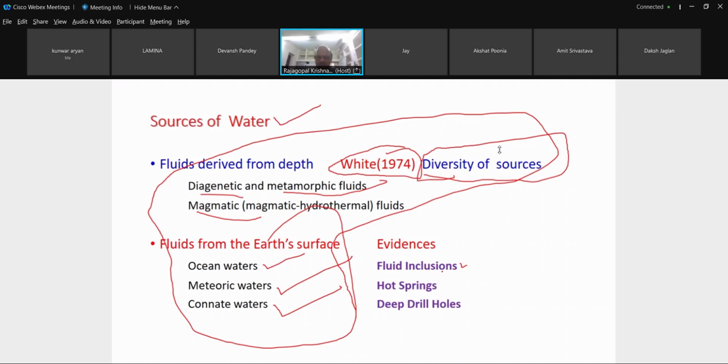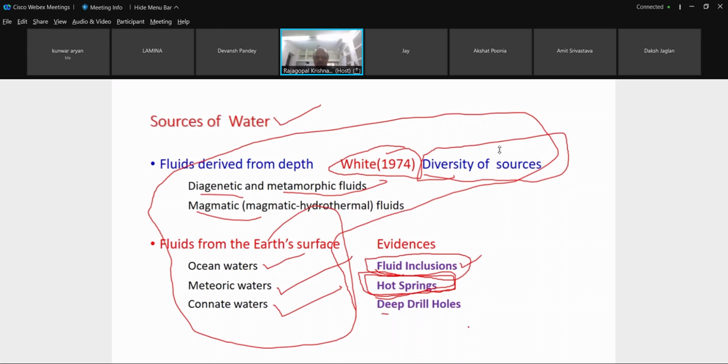So scientists were able to show that these waters were of different diverse origin based on fluid inclusions. Please read what is fluid inclusions. They are micro objects present in the rock. Hot springs, yes, what you find on the Mussoorie Dehradun Road, Sahasradhara, or the Puga geothermal system. You type geothermal systems in India, you will get a lot of materials.